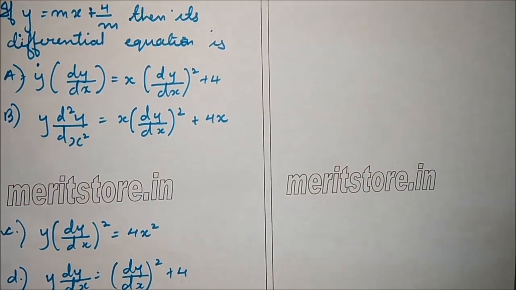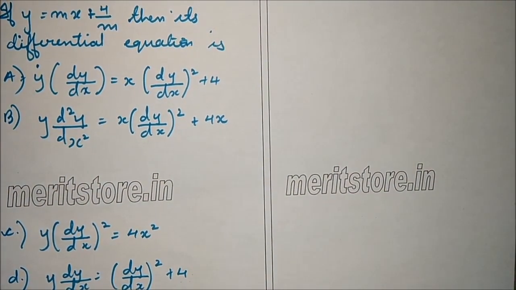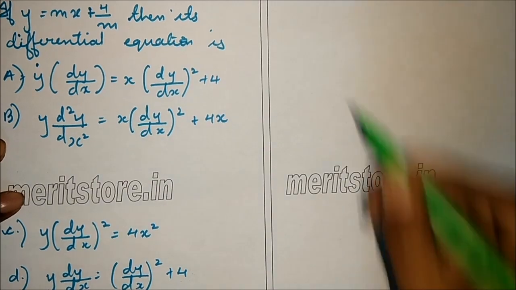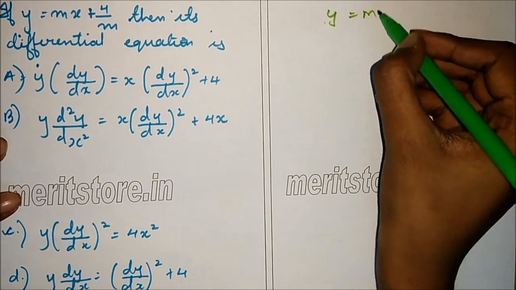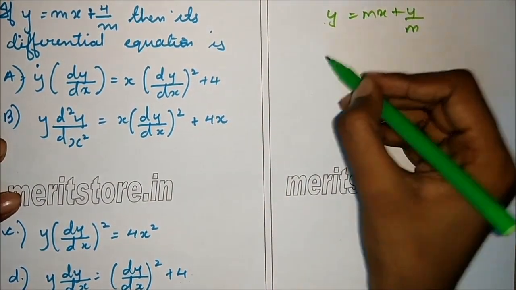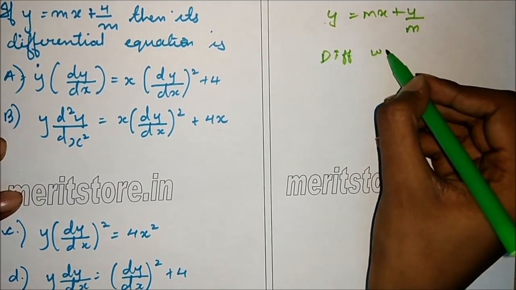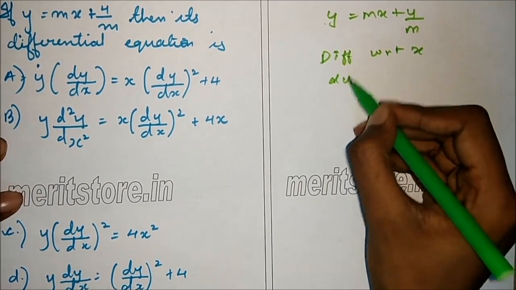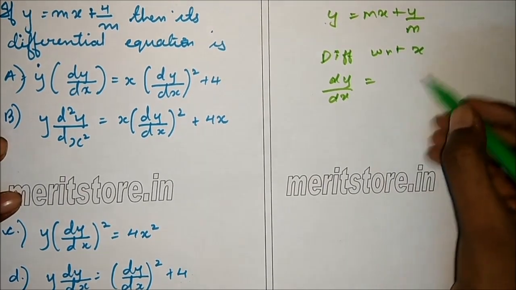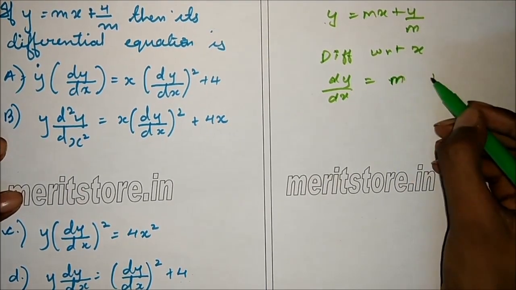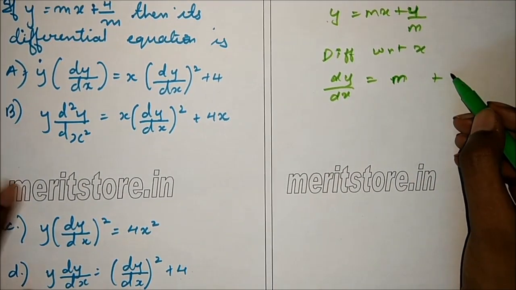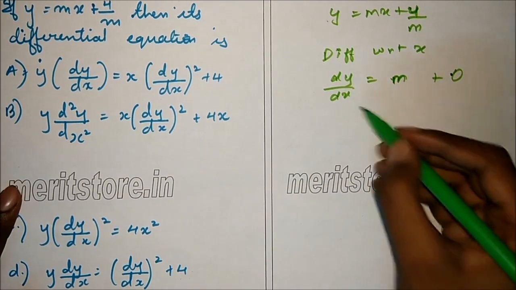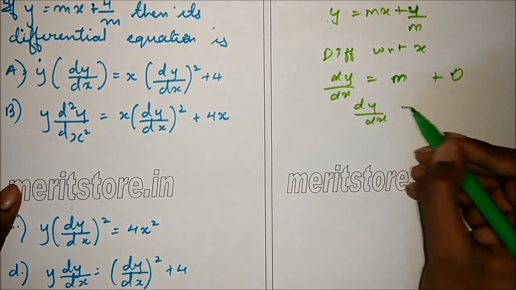In this question, we have to find the differential equation of y equals mx plus 4 by m. So given is y equals mx plus 4 by m. The first step is always to differentiate with respect to x. So this will be dy by dx. Differentiation of mx is just m, plus 4 by m, whose differentiation will be 0 since it is a constant. So dy by dx equals m.